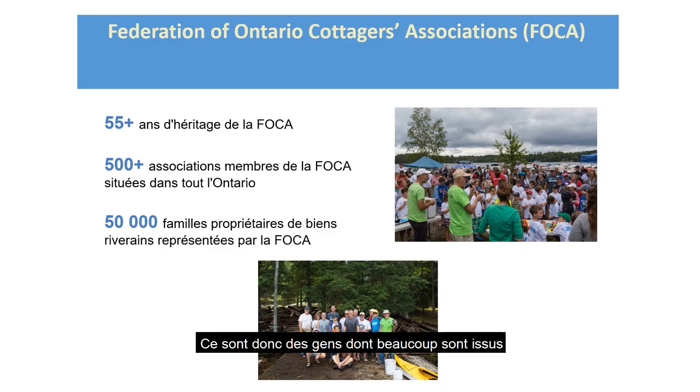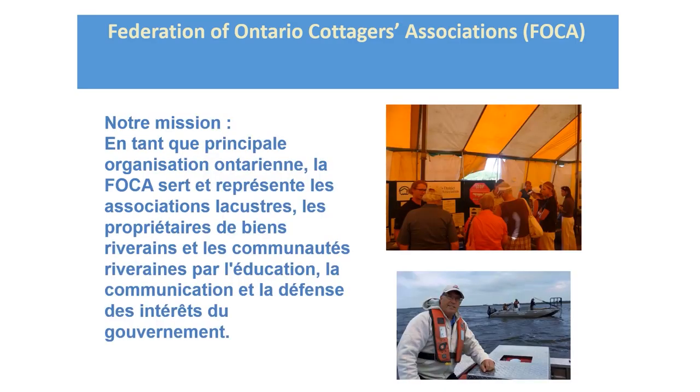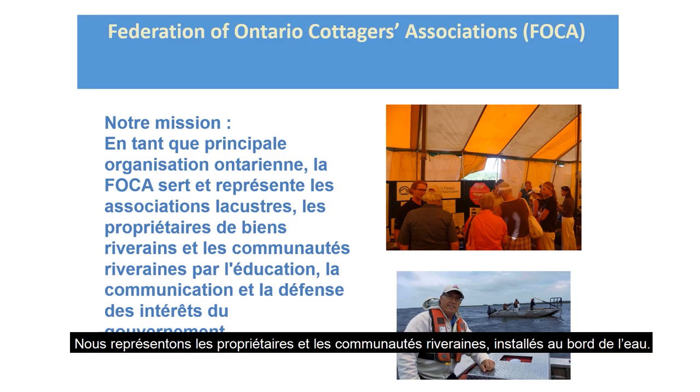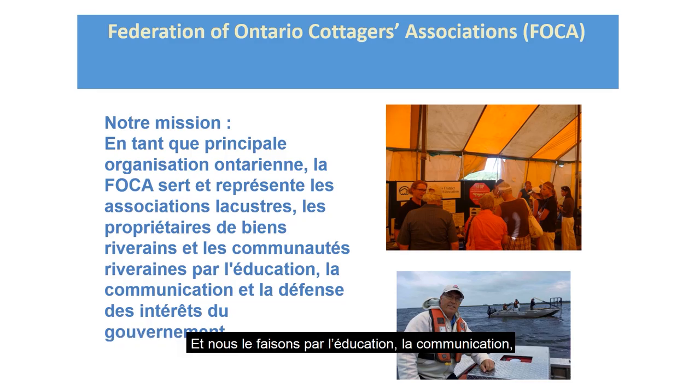As I said, we've been around a long time. We've got about 500 member associations located from Kenora to Cornwall. They represent collectively about 50,000 member families. Many of them are multi-generational people who have a long history, have lots of eyes on the waterfront, and are keenly interested in the state of our environment and the threats to it. Many of our members are on Ontario's inland lakes, of which we have many, and many are also located on the Great Lakes, and those people in particular have a direct interest in the introduction of carp for sure.